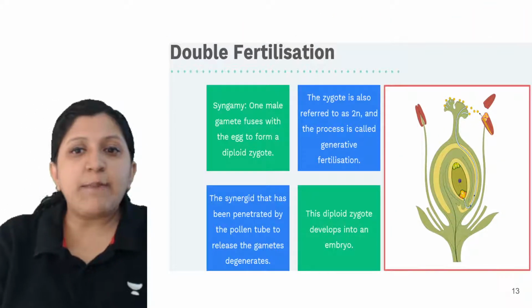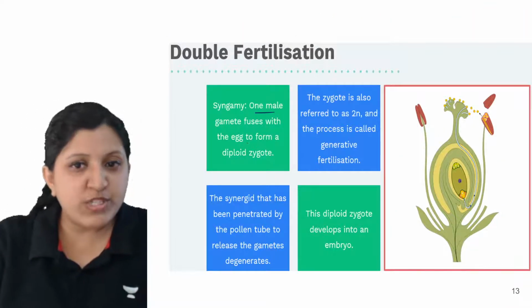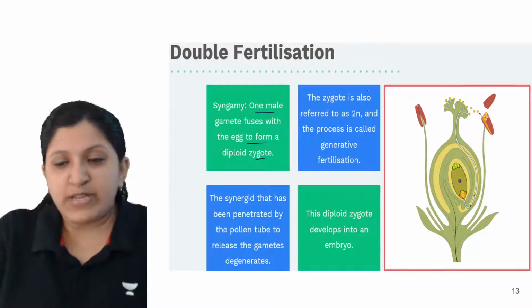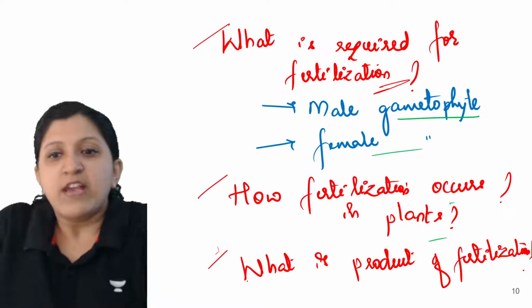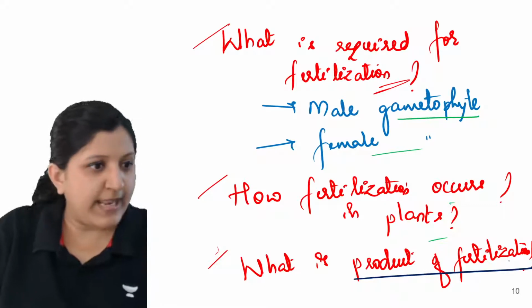Alright, so in syngamy, one male gamete fuses with the egg to form a diploid zygote. So here what was the question? What is the product of fertilization?